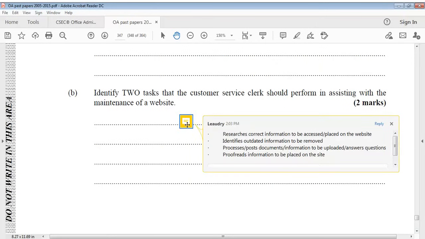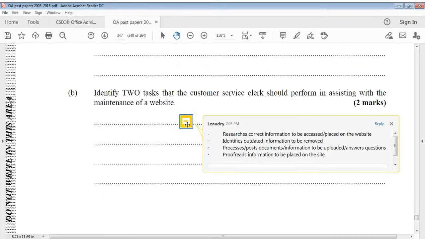Two tasks. One, researches correct information to be assessed or placed on the website. Two, identifies outdated information to be removed. Three, processes or posts documents or information to be uploaded or answer questions. Four, proofreads information to be placed on the site.